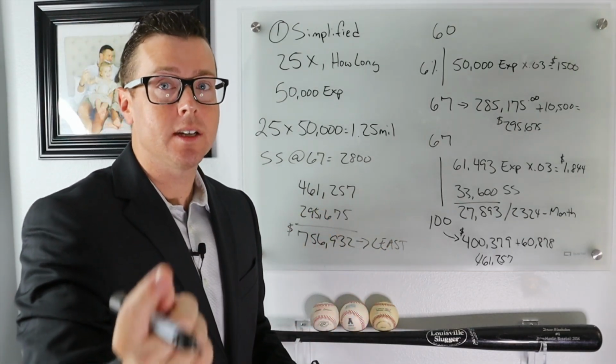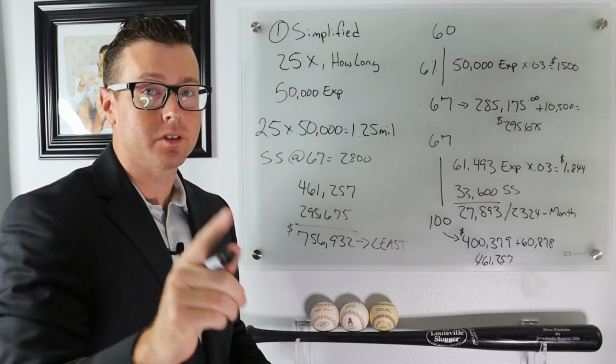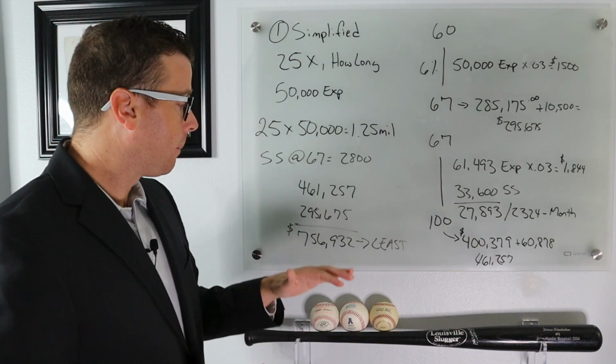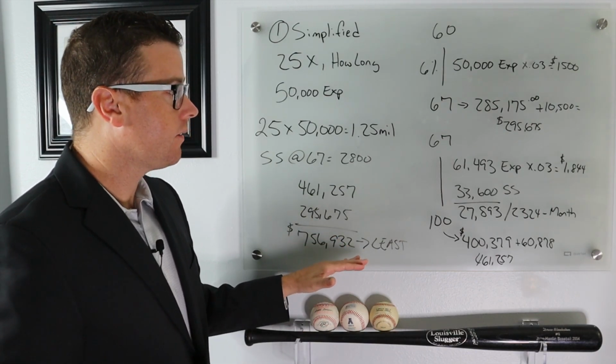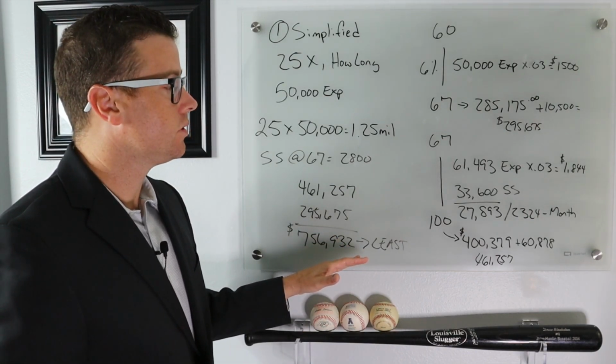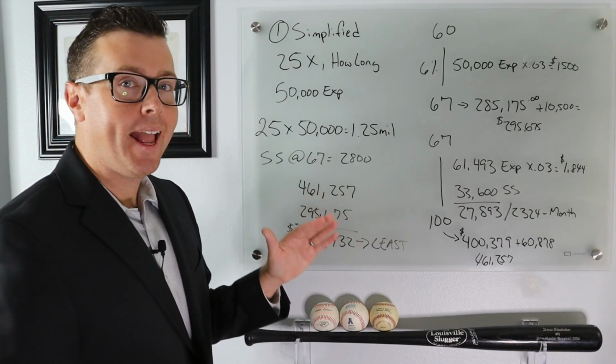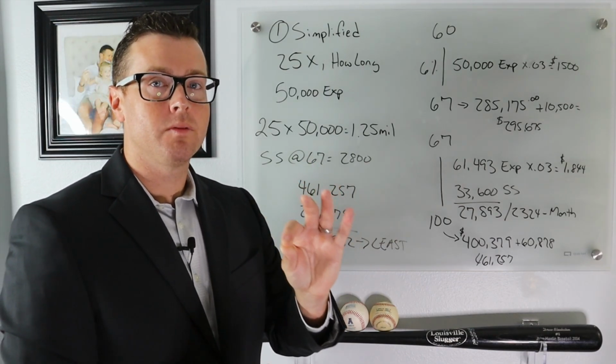Now we're going to get more detailed in the next video, so make sure you watch to the end or watch the next video. But the least amount we need is $756,932, calculating in Social Security and inflation on a simplified metric.